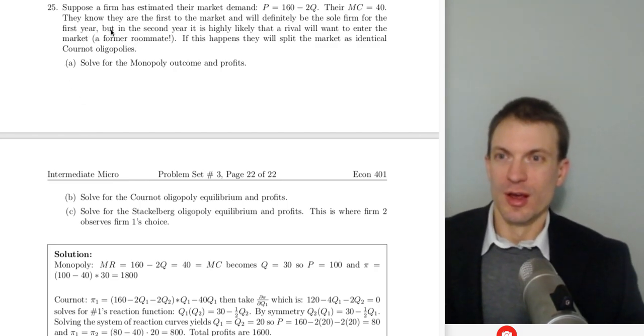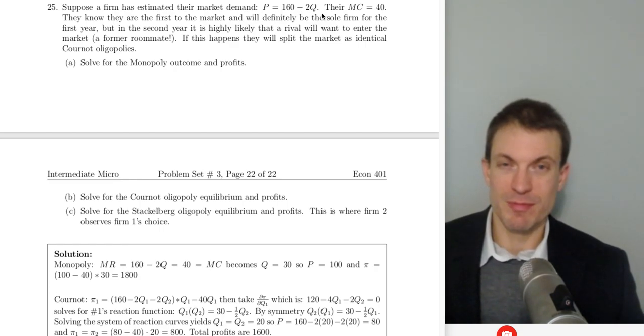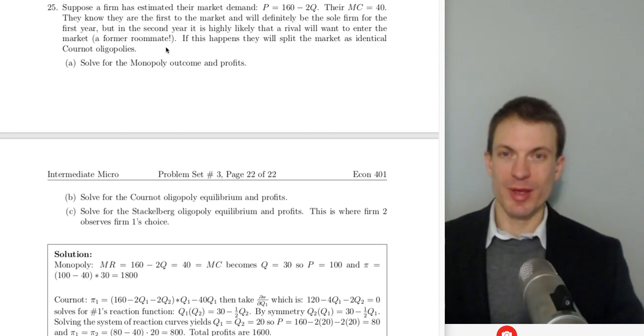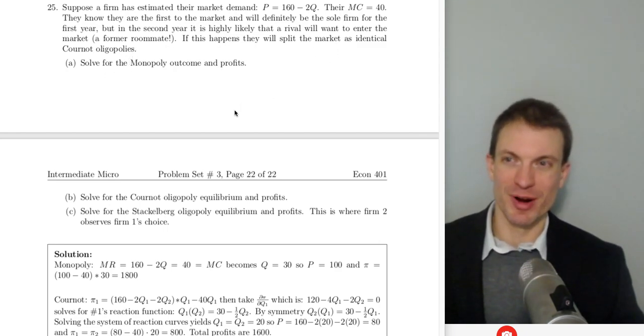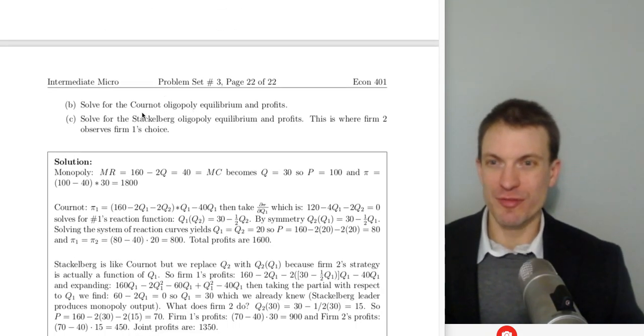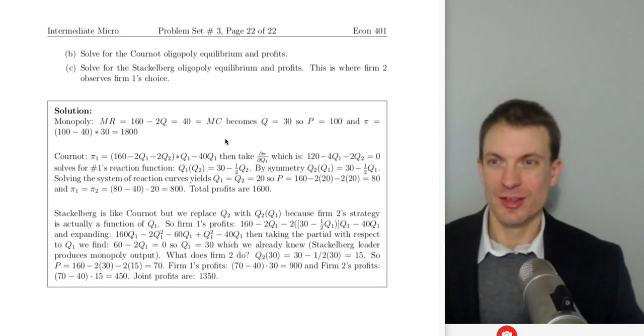All right, suppose a firm has estimated their market demand is 160 minus 2Q. Marginal cost is 40. They know they're first in the market, definitely the sole firm for the first year. The second firm is highly likely a rival wanting to enter the market, maybe a former roommate. If this happens, they'll split the market as identical Cournot oligopolists. Solve for the monopoly outcome and profit, solve for the Cournot oligopoly and profits, and do Stackelberg.